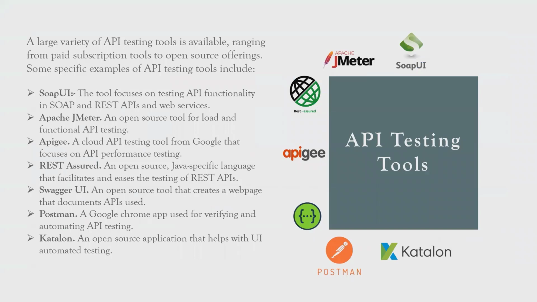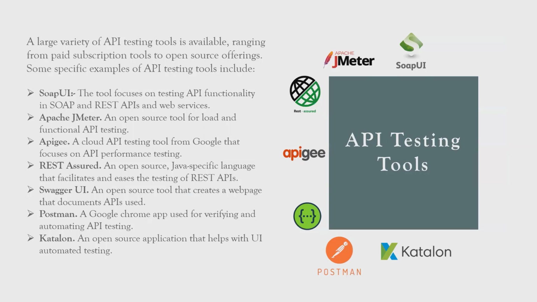Now, which tools do we have for performing API testing? Generally, there are lots of tools available for doing API testing, but right now I am listing a few of them. So first is SoapUI. This tool focuses on testing API functionality in SOAP and REST APIs and web services. This is an open source tool which people can download and start using. This is a very user friendly environment where we can perform API testing.